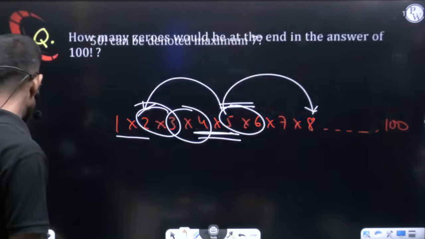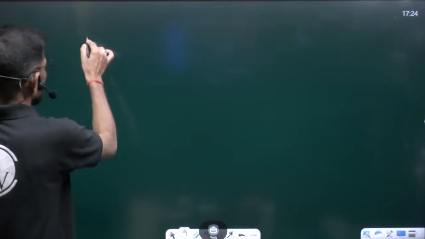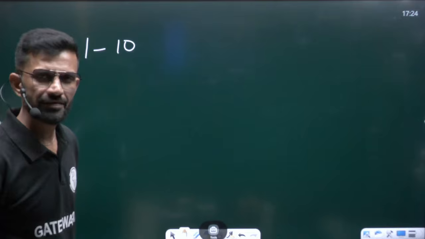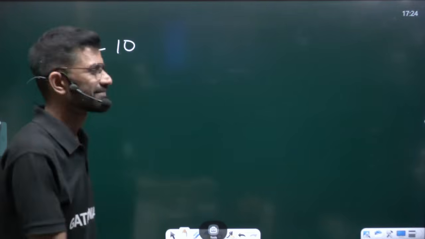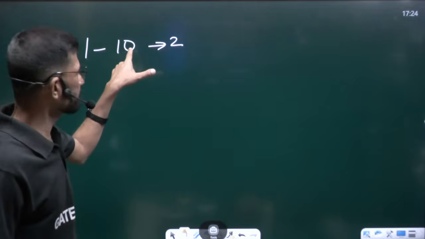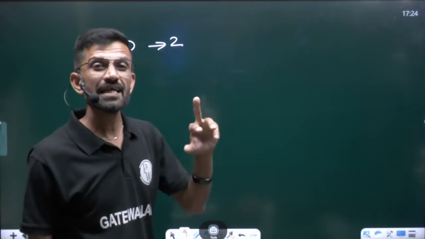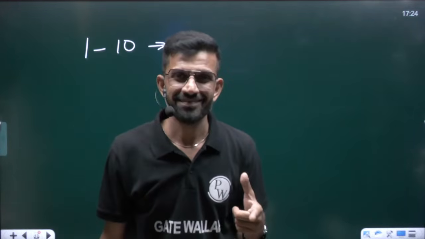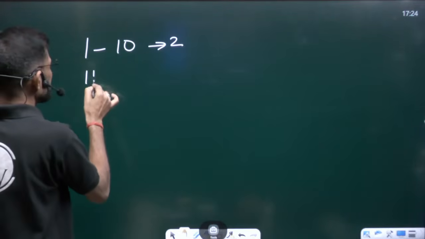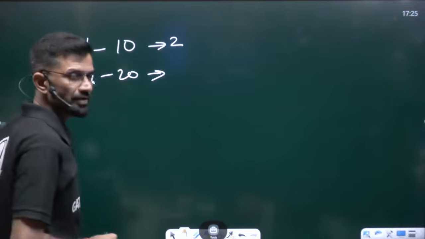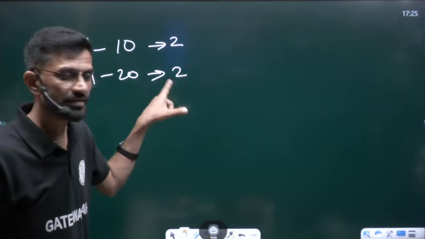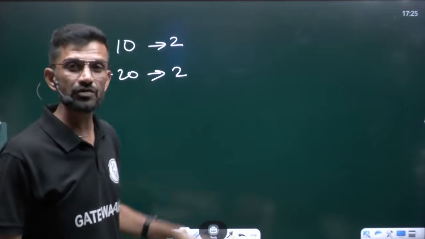So my dear friend, how many 5s are there? Let us check. 1 to 10: how many 5s are there? 2 5s. 1 5 in the middle and 1 5 in the 10. 10 can be written as 5 2s are 10. That is the reason 10 has a 0. Similarly, 11 to 20: again 2 5s. 1 5 in 15, that is 5 3s are 15. Another 5 in 20, that is 5 4s are 20.